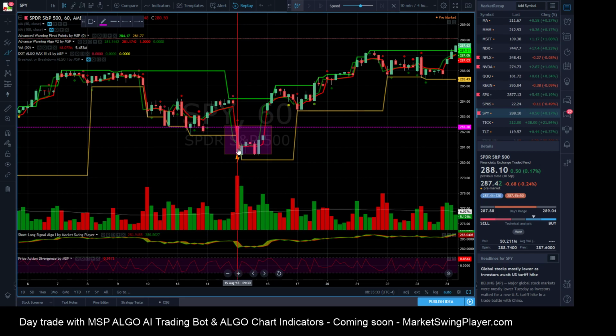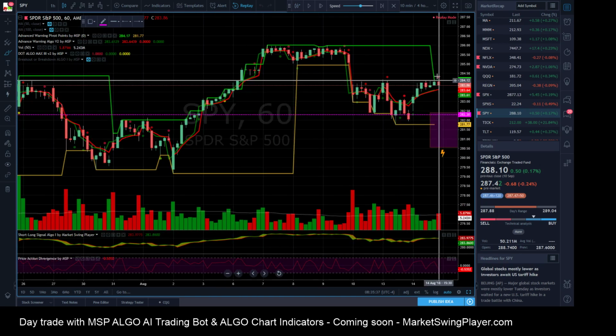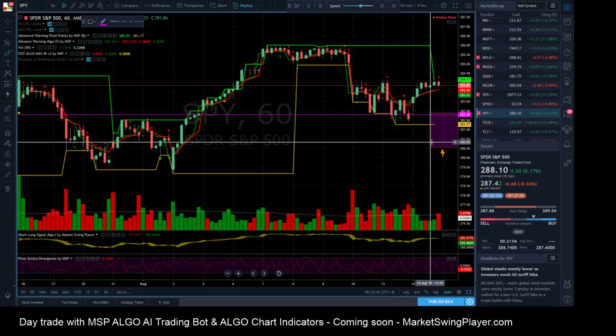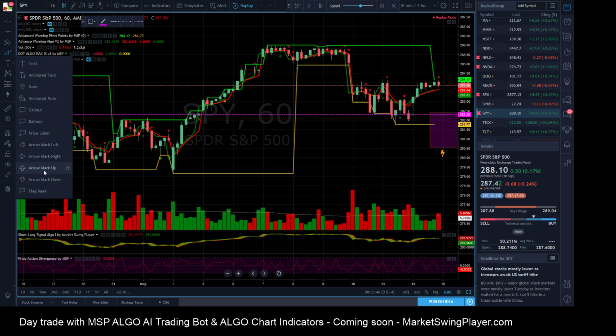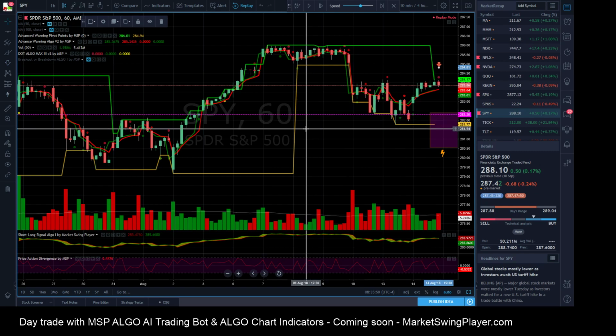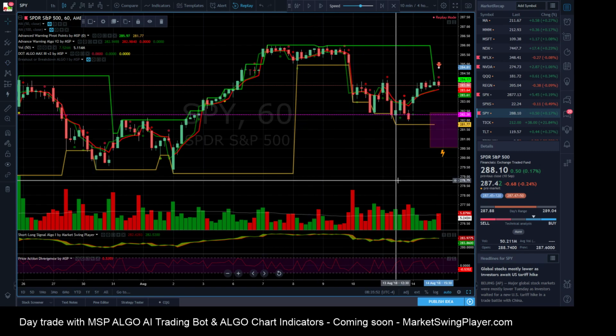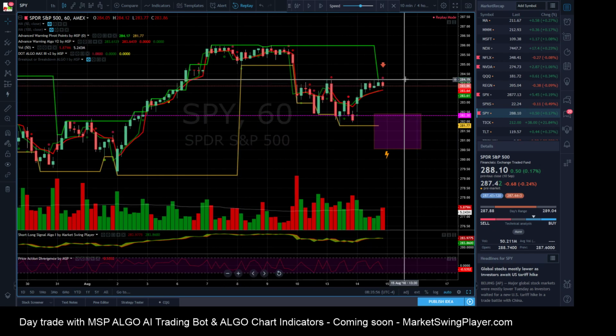So that's what it would look like initially, right? So at that point, we know short. Short what? Short at 284.17, the pivot.